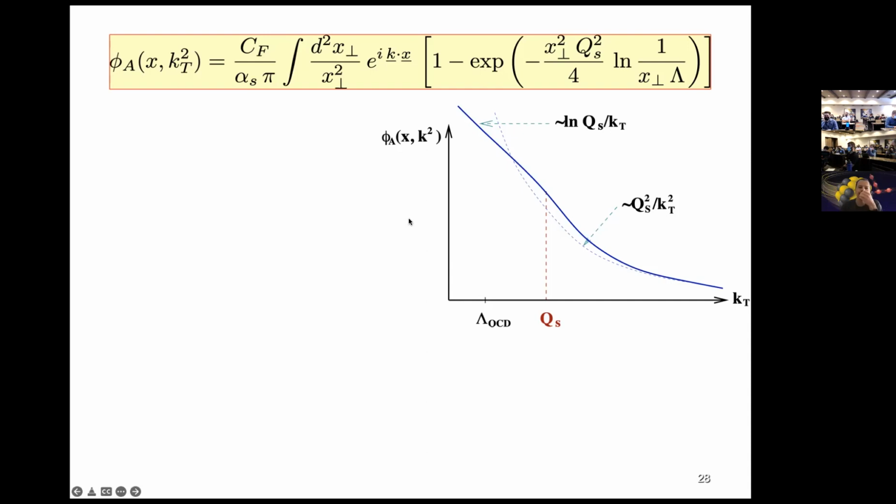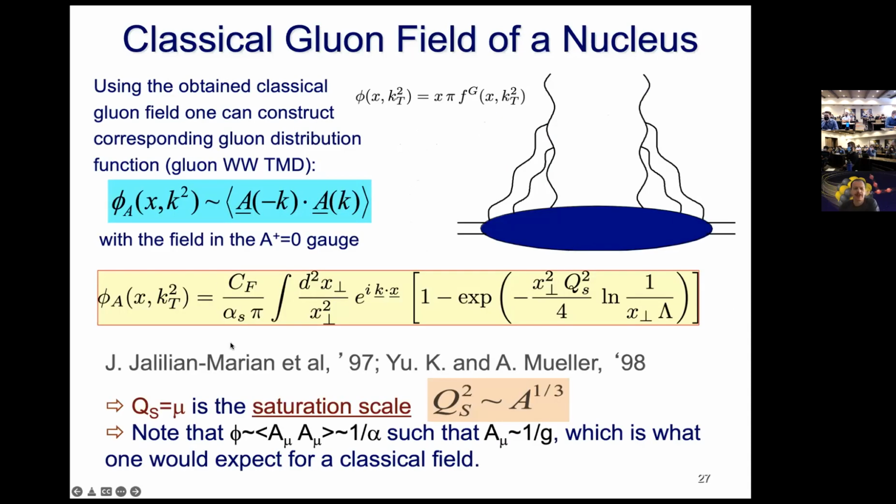So something I didn't mention, but maybe I should. This distribution function goes as 1 over alpha s. Alpha s is the coupling, and that corresponds to the gluon field being of order 1 over g. That's just a classical gluon field. You would expect that as well. One can, and I'll mention it hopefully tomorrow, ask the same question: can you calculate a corresponding quark distribution function?